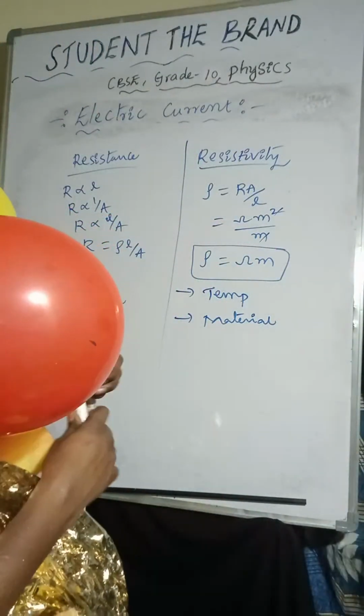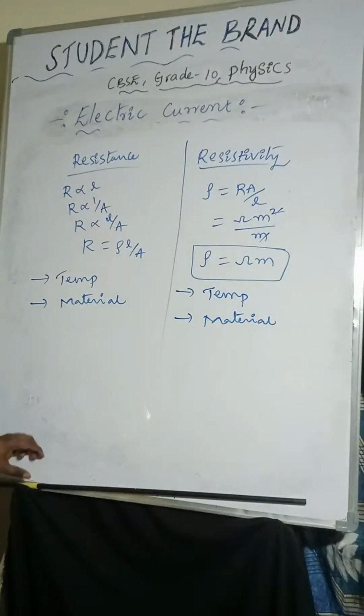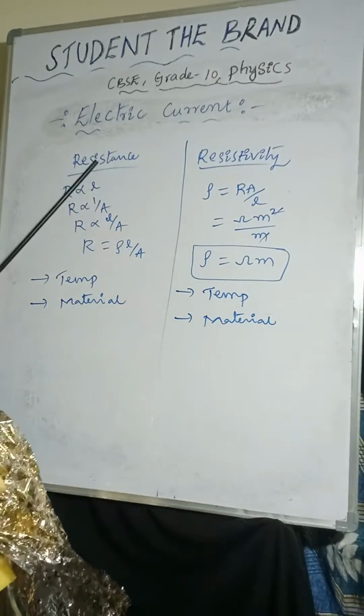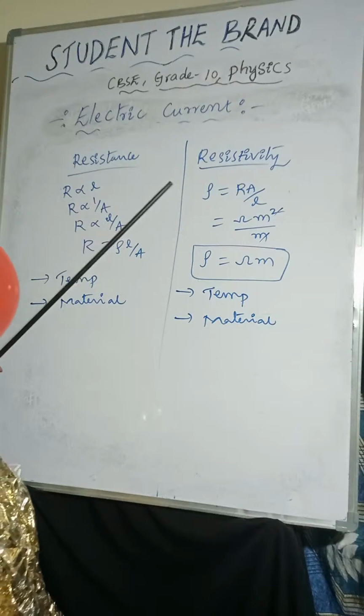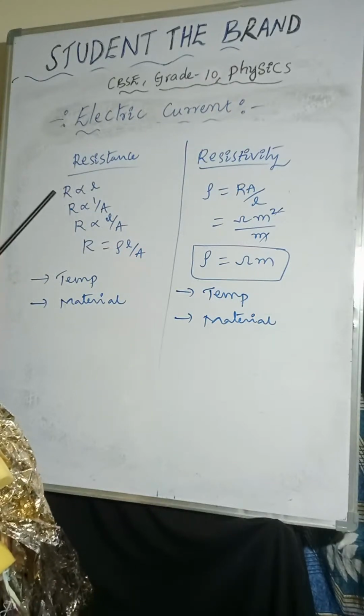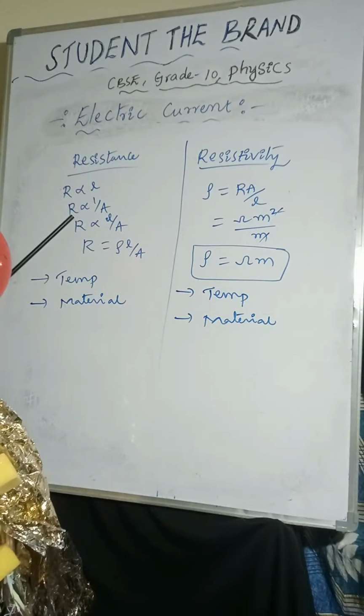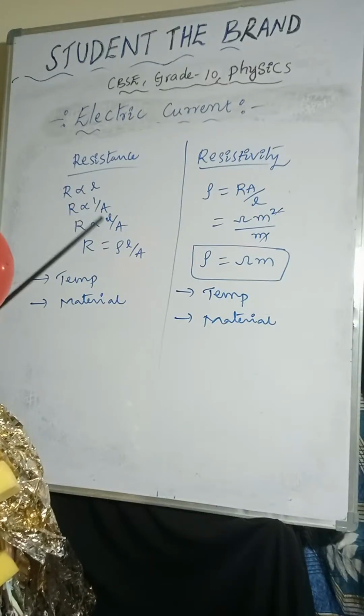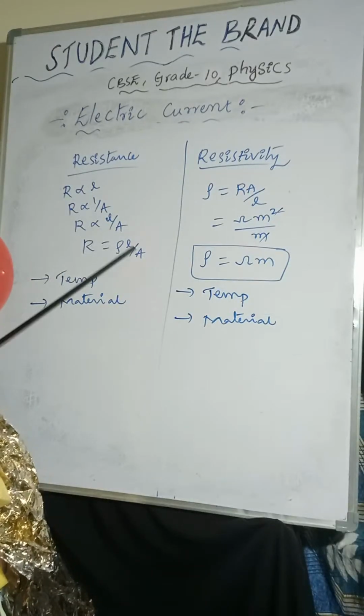Okay, so you can observe here once again. Resistance is the phenomenon of opposing the electric current in a circuit. R is directly proportional to L. R is inversely proportional to area. R is directly proportional to L by A. R equal to rho into L by A.